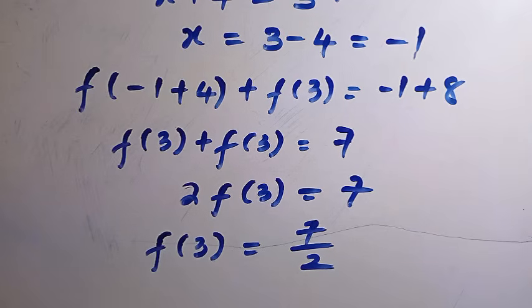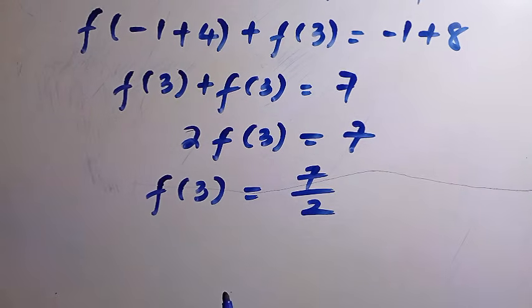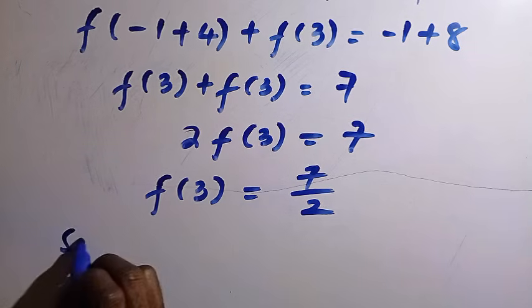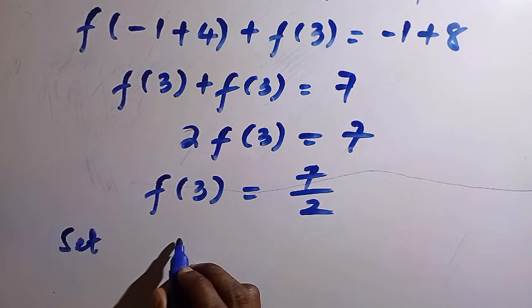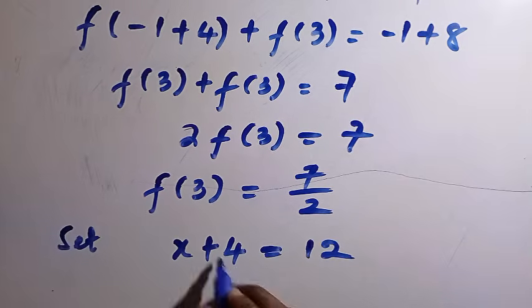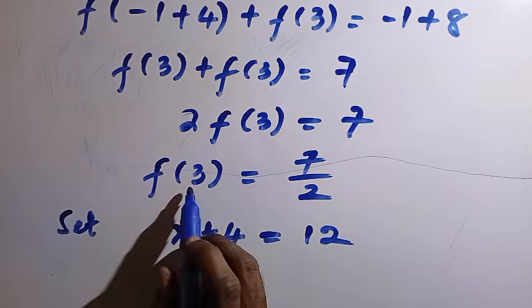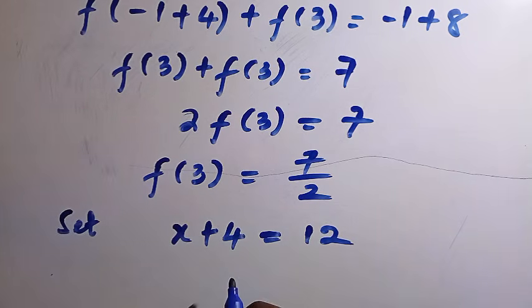Now we are going to find f of 12. And how can we achieve that? It's very simple. What we do is we are going to set x plus 4 again to be equal to 12, as we did with x plus 4 equals 3. If I set x plus 4 equals 12, then I will look for the value of x. I have to know the value of f of 3 before I solve for f of 12. That is the reason for the first method.